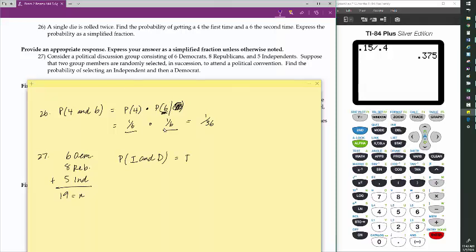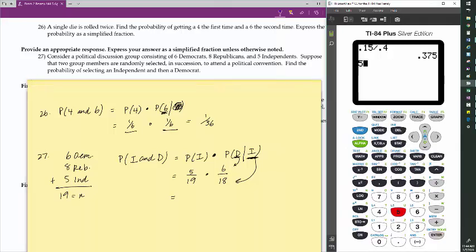So we reach in there twice. We want the probability of an independent times the probability of a Democrat, given that we've selected an independent already. So the number of ways to get an independent is 5 out of 19 when we reach in the first time. But now we've already selected one, so when we go back the second time, that's where the conditional probability is. Given that we've kept one, there are now only 18 available in the sample. And the number of those that are Democrat is 6. So multiply those together, 5 out of 19 times 6 out of 18.